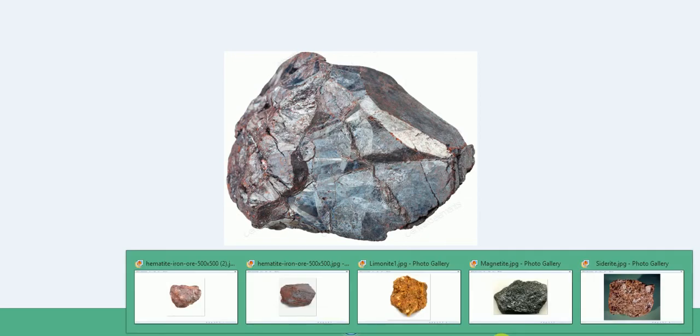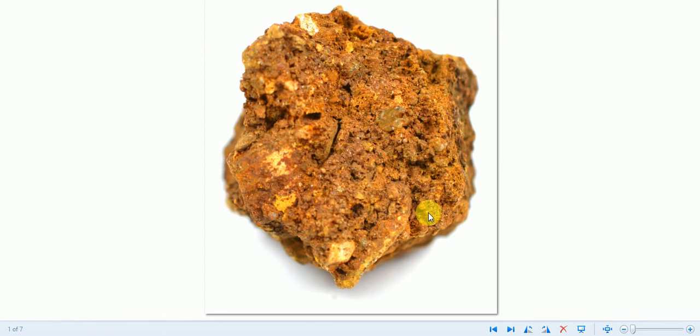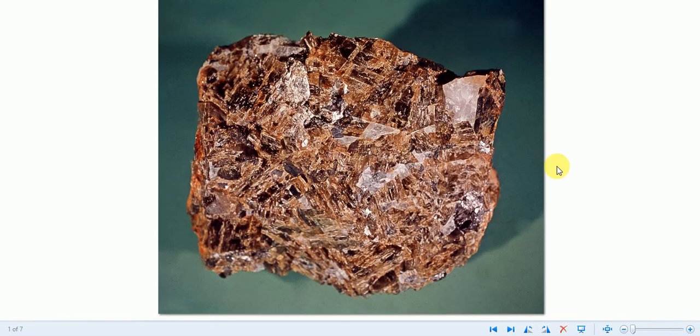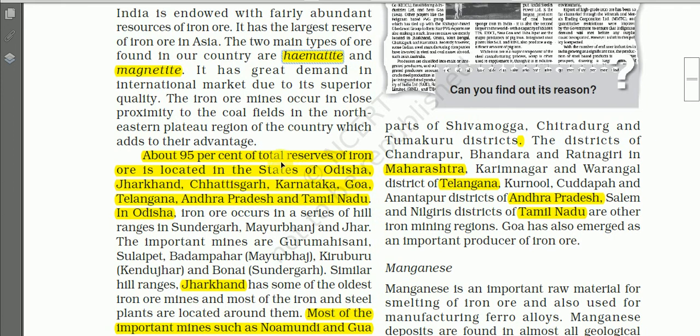Then the third type of iron ore is limonite. It is brown in color, and the iron content is 59.8%. And the fourth type is siderite. This is siderite ore. Iron content is 48.2% according to Britannica. Color is pale brown. So these are the four main types of iron ore. However, we will discuss only hematite and magnetite.